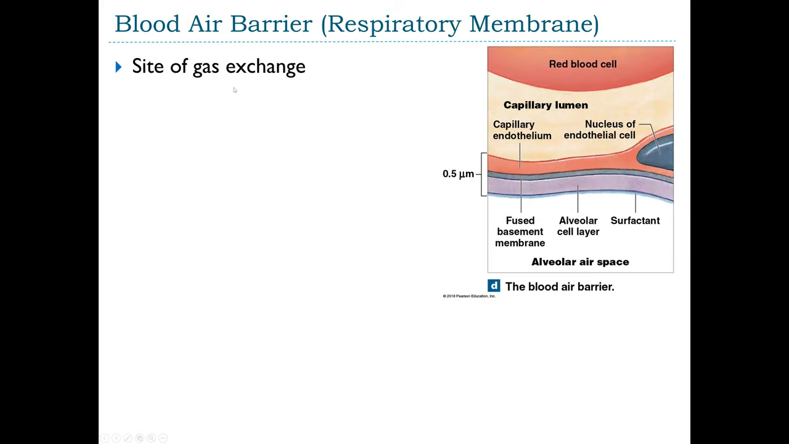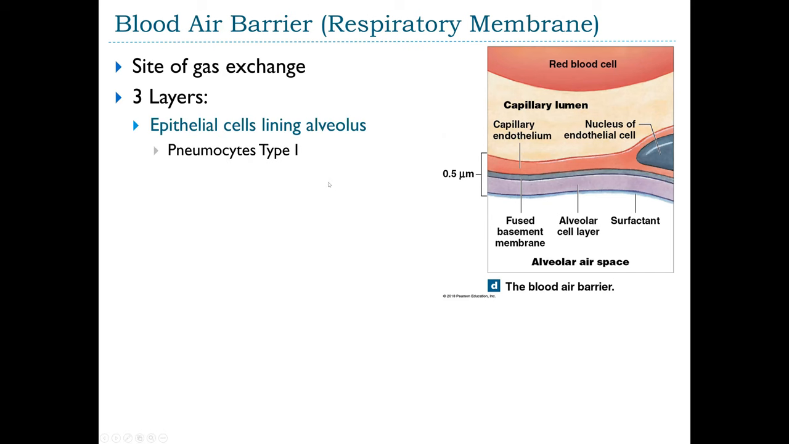And then let's take a look at the blood-air barrier, which is also called the respiratory membrane. This is the actual site of gas exchange, and it is made up of three layers. First, you have the epithelial cells that are lining the alveolus, and these are those pneumocytes type 1. And so this is showing you a bit of that cell here. Remember, these are squamous cells, so they're thin and flat. Then you have a fused basement membrane shown in gray in this picture. And then you have the endothelial cells that are lining the capillary. These are also simple squamous cells, so they are also thin and flat.